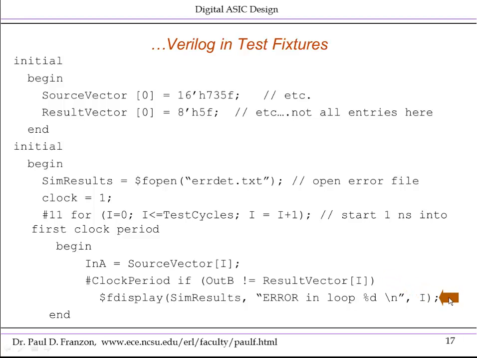If I get an error, I write the results to errdat.txt, because that's assigned to this fopen up here. Error in loop I, where %d means a decimal. I is the iteration of the loop that the error occurred in. So this way, I'm checking the results to see if the correct outputs are coming out at the correct timing, and I'm going through an entire set of source vectors in order to do this.